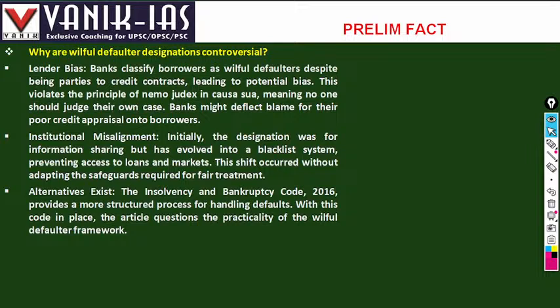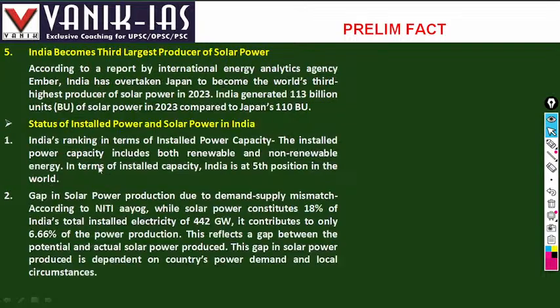Institutional misalignment. Initially, the designation was for information sharing, but it has evolved into a blacklisting system, preventing access to loans and markets. This shift occurred without adopting the safeguards required for fair treatment. Alternatives exist. The Insolvency and Bankruptcy Code 2016 provides a more structured process for handling defaults. With this code in place, the article questions the relevance of the willful defaulter framework.